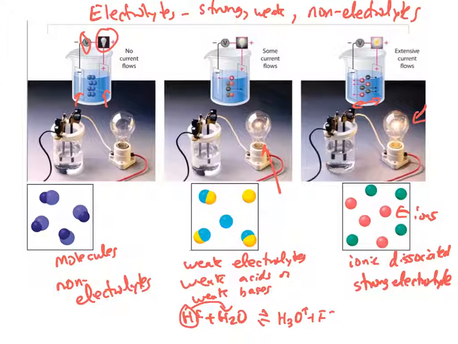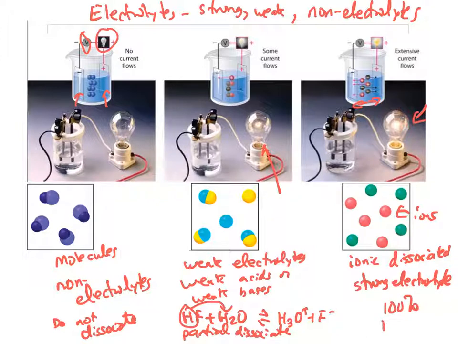So non-electrolytes do not dissociate. They don't carry charge. Weak electrolytes partially dissociate, and they're weak carriers of charge, whereas strong electrolytes dissociate totally. They dissociate 100%.